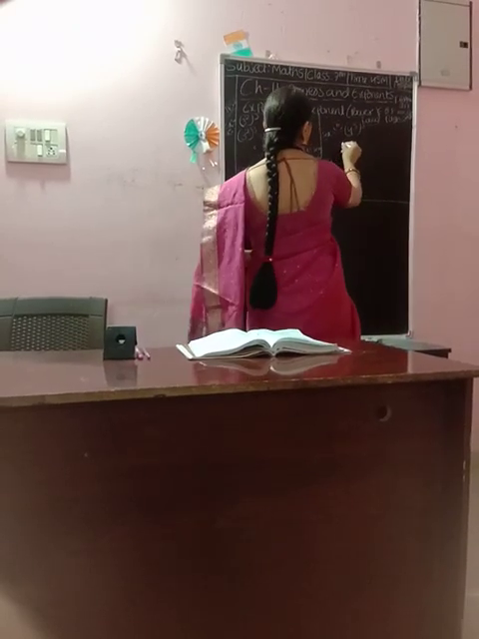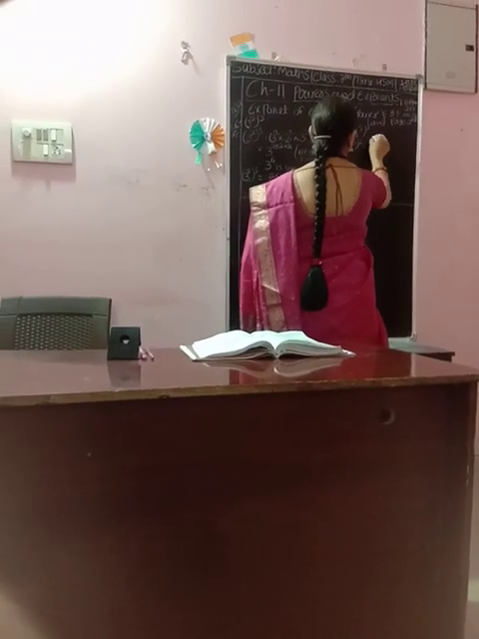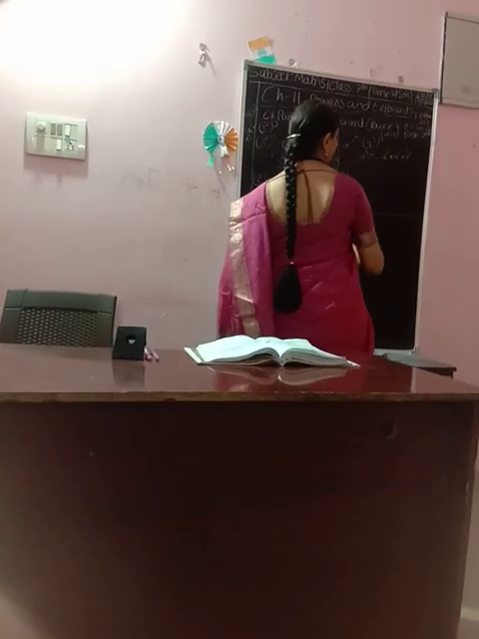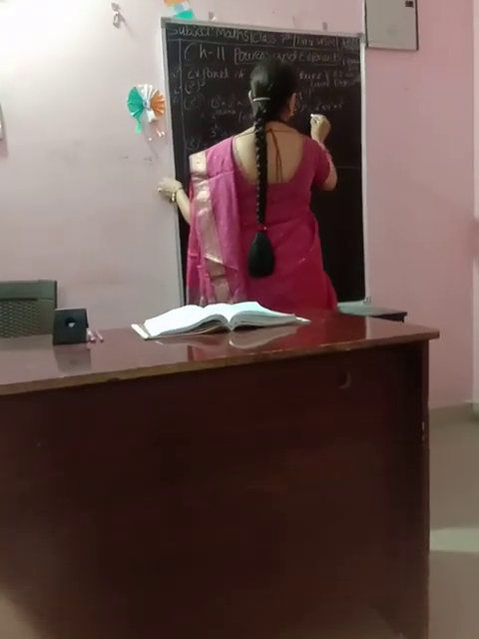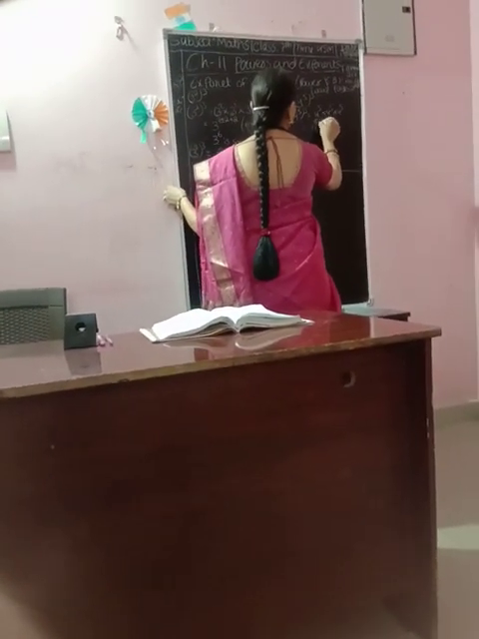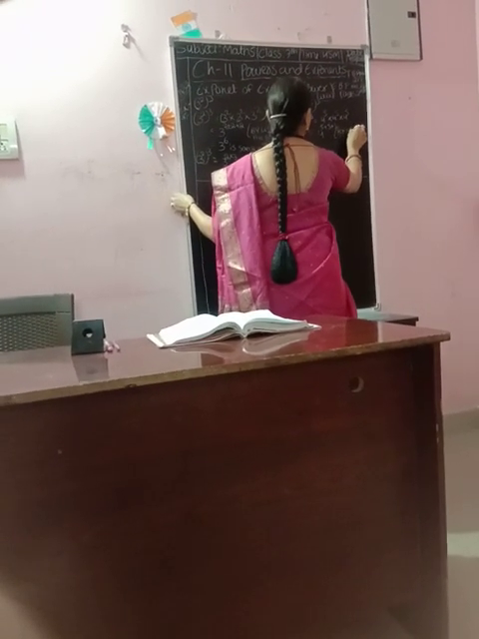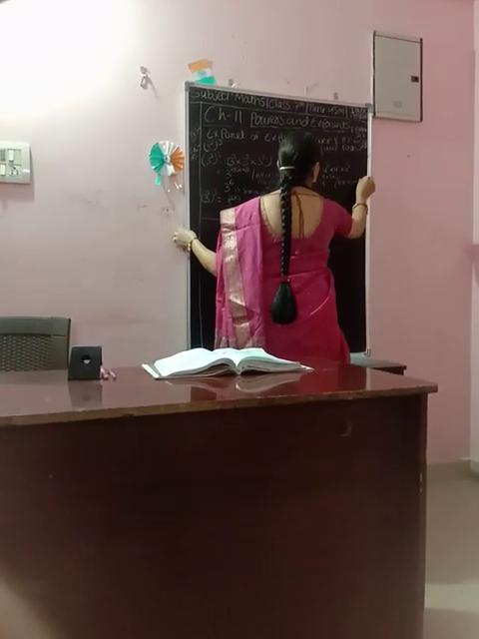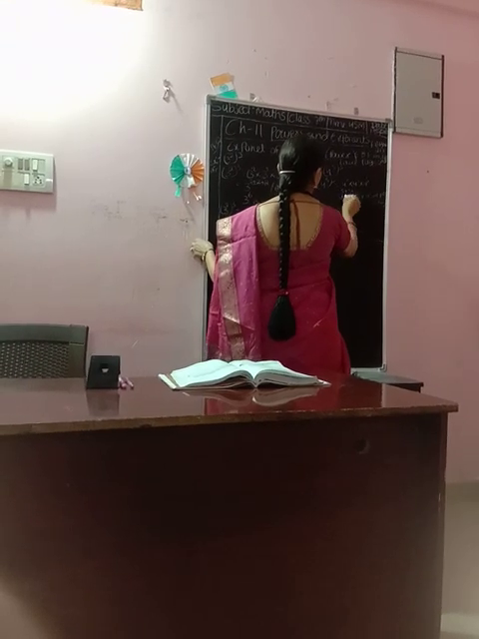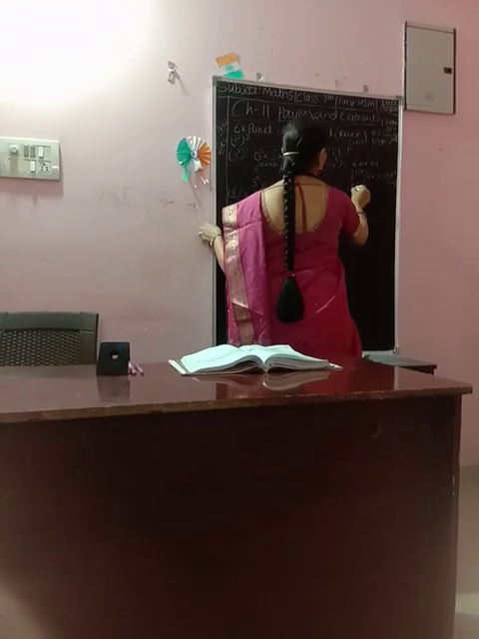Another example: (4 to the power of 5) to the power of 3. So it is 4 to the power of 5, multiplied by 4 to the power of 5, multiplied by 4 to the power of 5, three times. The base is the same, so in multiplication the exponents must be added by using the first law. So 5 plus 5 is 10, 10 plus 5 is 15.